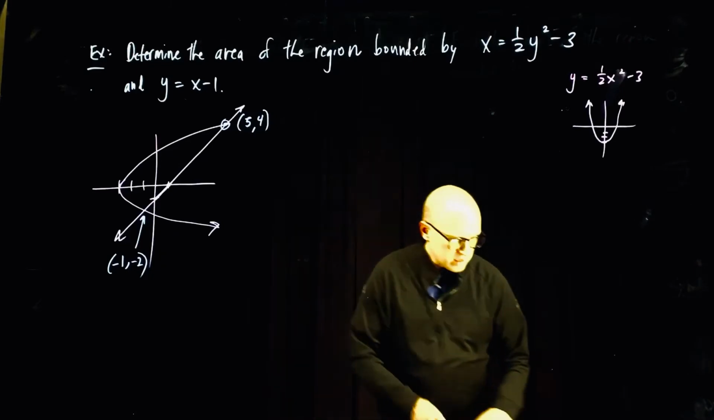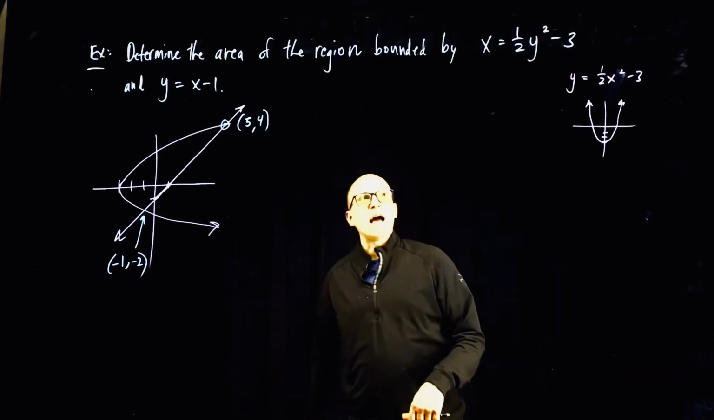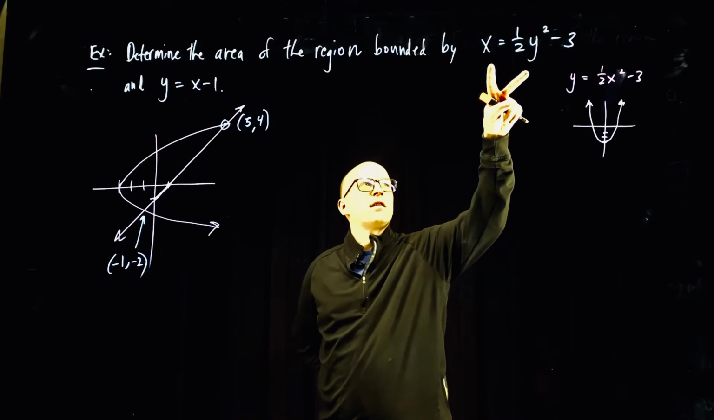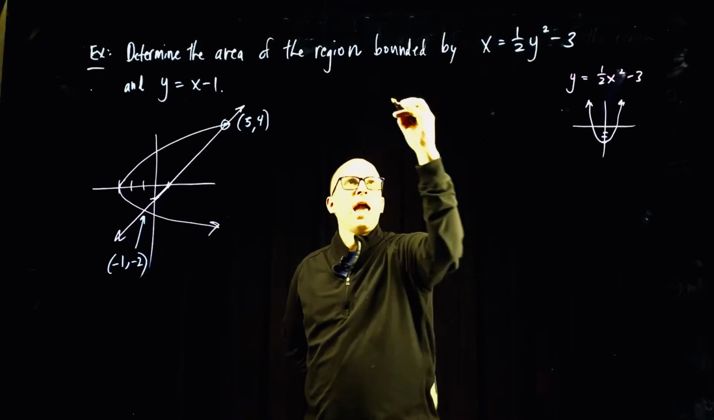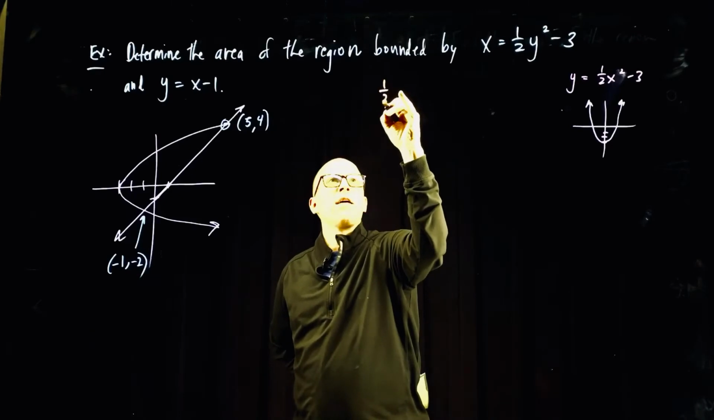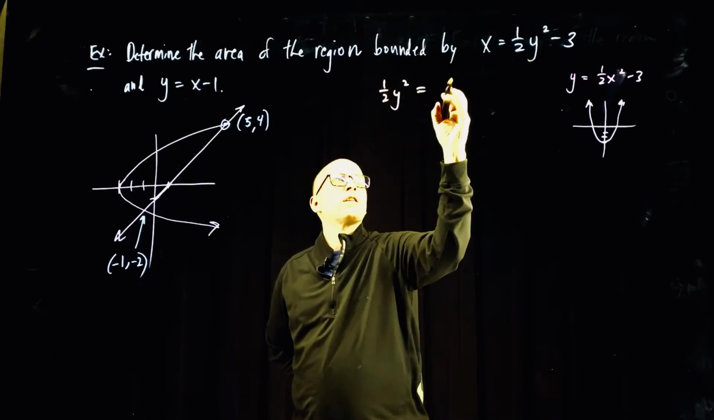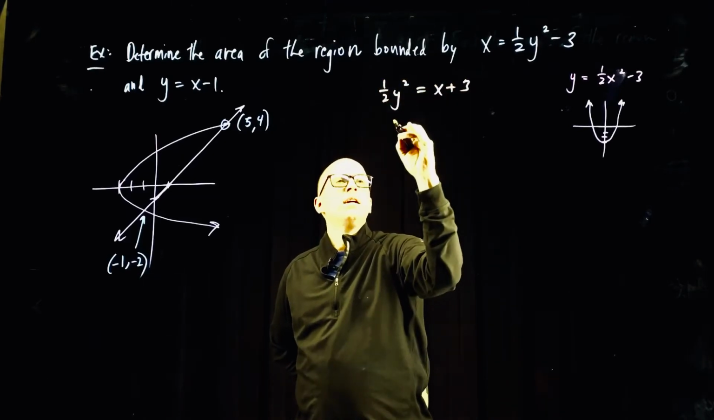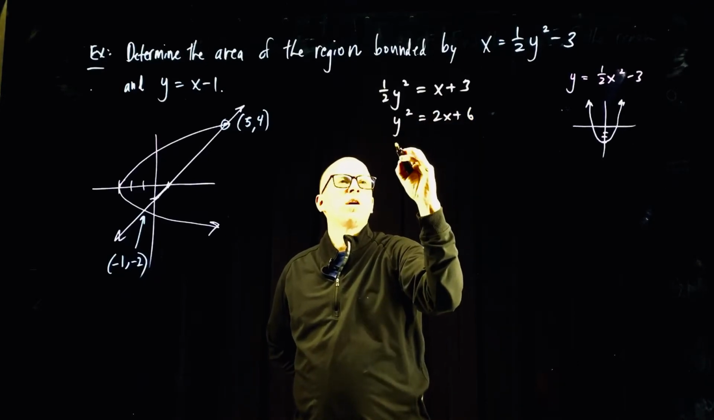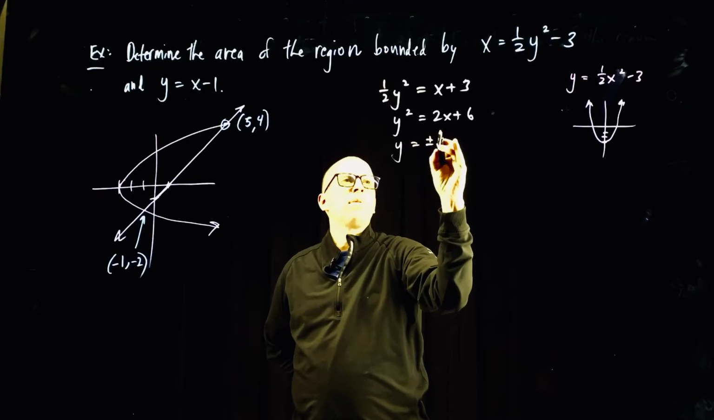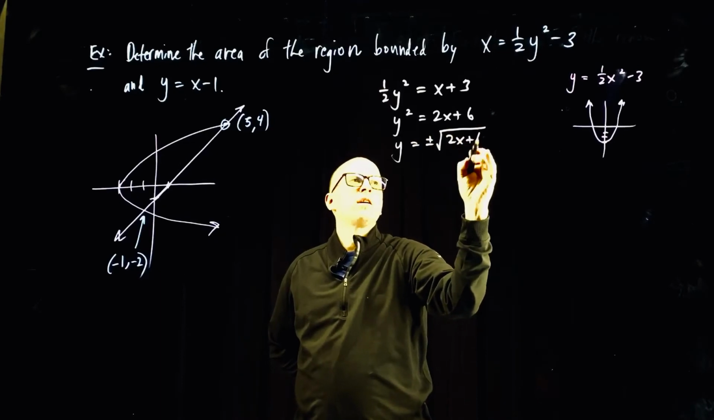First of all, if I'm going to integrate with respect to x, I'm going to have to rewrite this function by solving for y. The way I would do that, I would have 1/2 y squared is going to be equal to x plus 3 times 2. Y squared is equal to 2x plus 6 square root. Y would be plus or minus the square root of 2x plus 6.